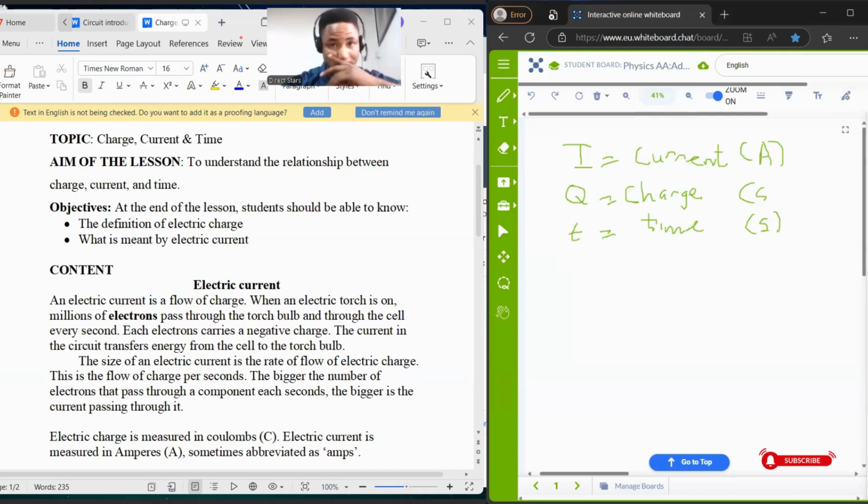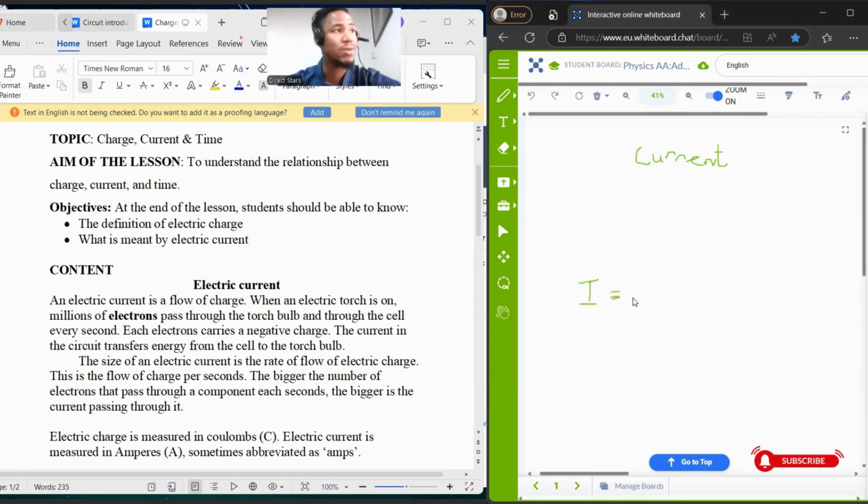Now with the definition, the size of electric current is the rate of flow of charge. That means electric current equals the rate. And what do we mean by rate in mathematics? Rate means over time taken. So I equals charge over time, and charge is Q. That's Q over T. That is how to represent current.